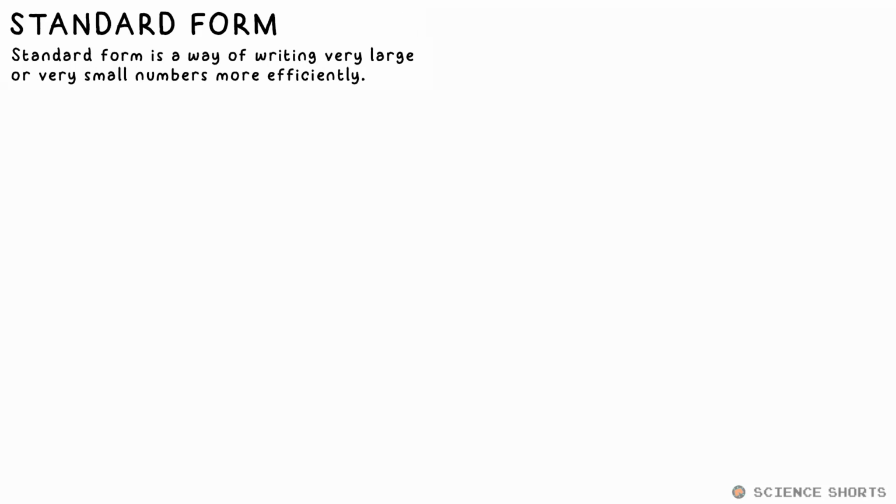Standard form is a way of representing very large or very small numbers more efficiently. This is especially useful in science when considering, say, the mass of the Earth or light years and tiny values like the length of a cell. 10 to the power of 1 is just 10, so 1 times 10 to the power of 1 is also just 10. 10 to the power of 2, however, is 100, so 1 times 10 to the power of 2 is also 100.